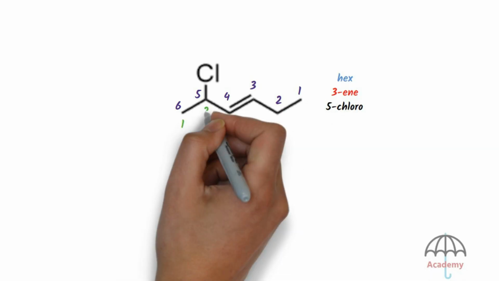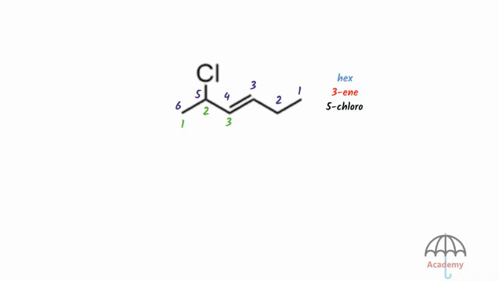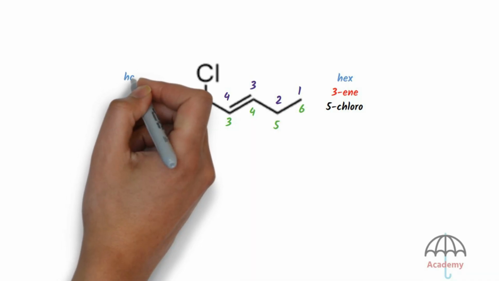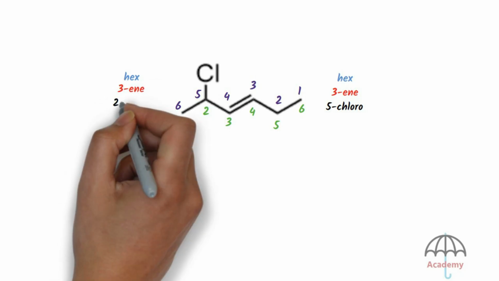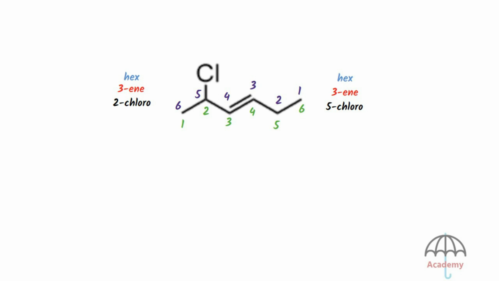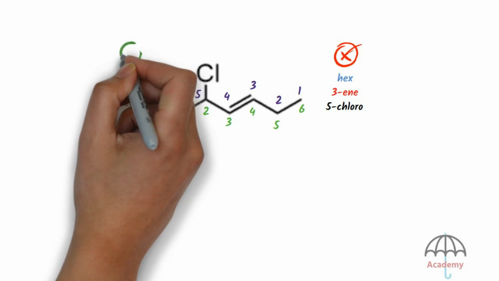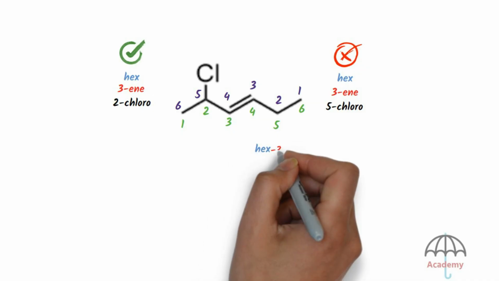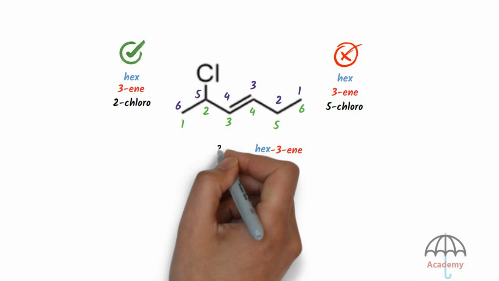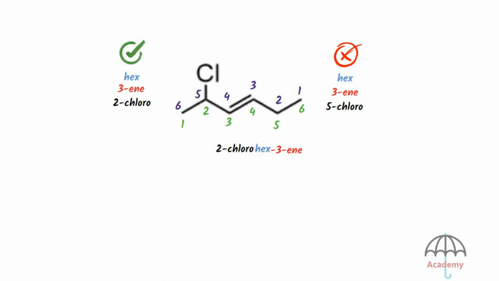If we do the numbering from the left side, again we have a 6-carbon parent chain, so the root word is still hex. The double bond gets the same number 3, but the chloro substituent gets number 2. Thus the first numbering is not correct; this one is chosen. So we write the IUPAC name as hex-3-ene and in the prefix we write 2-chloro. We can also write 2-chloro-3-hexene.